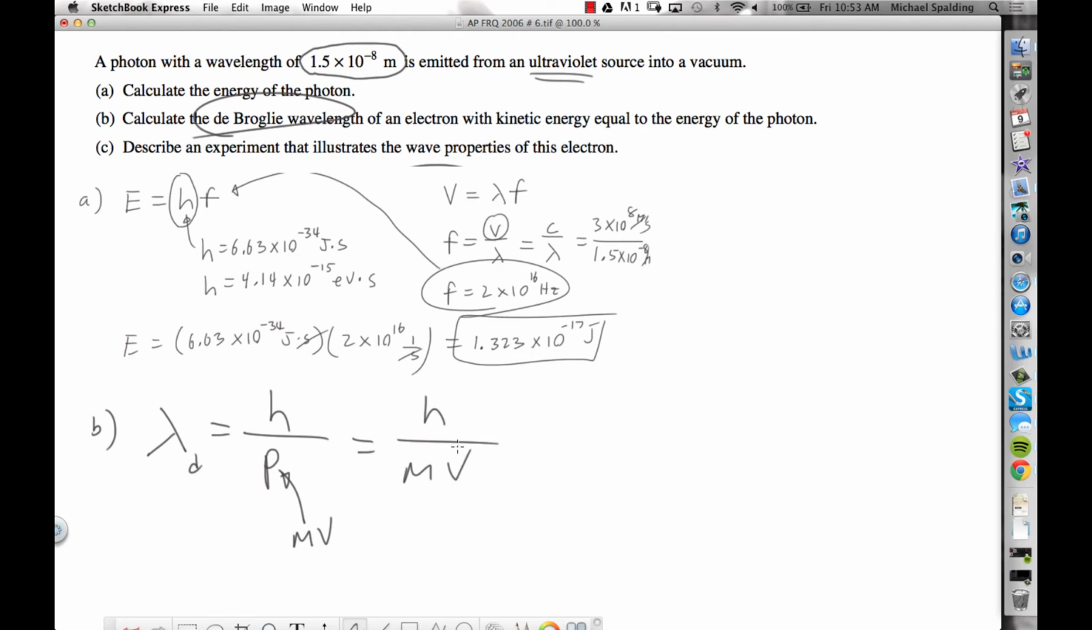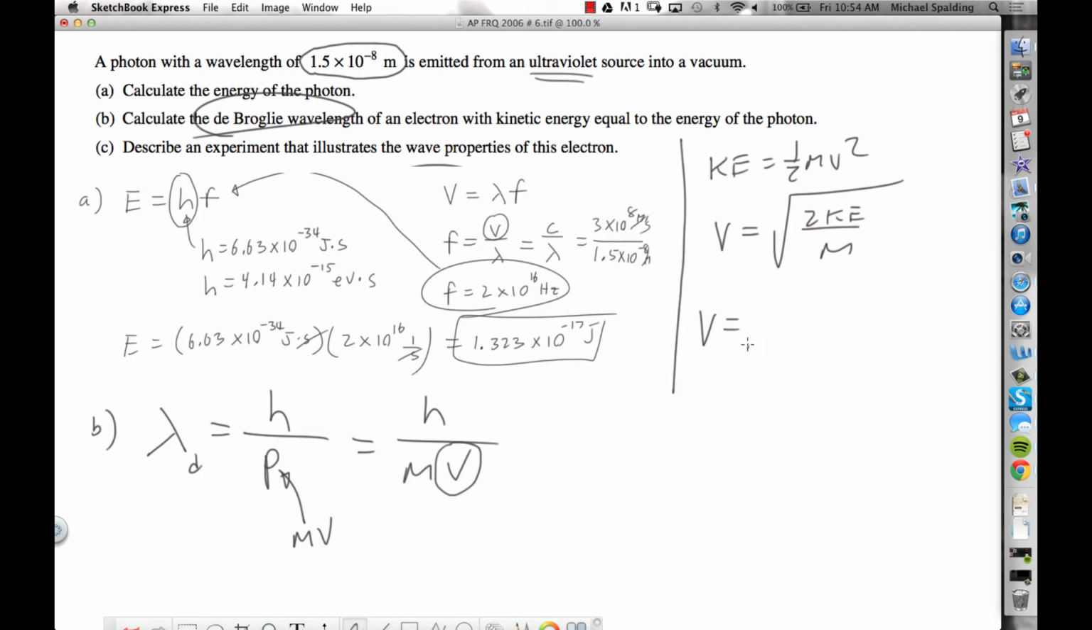But we've got to figure out the velocity of this electron. How do we get the velocity? Let's go over here, I'll put it in this little box. Kinetic energy equals 1/2 mv squared. So the velocity is going to be the square root of 2 times kinetic energy over m. So that's 2 times this answer. This is the energy of the electron, which is kinetic: 1.323 times 10 to the negative 17 joules.